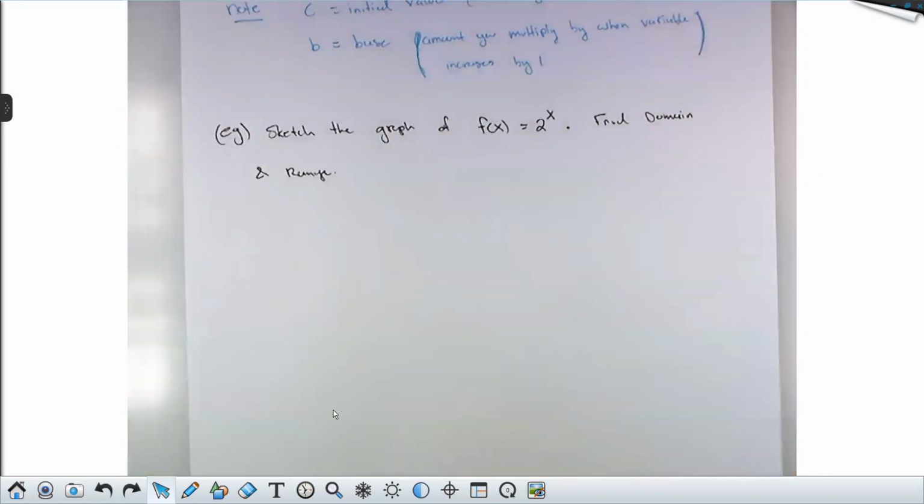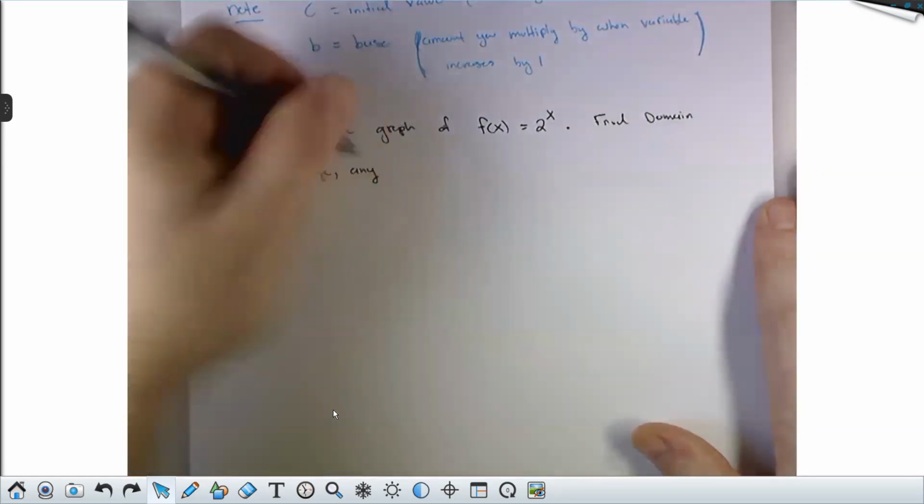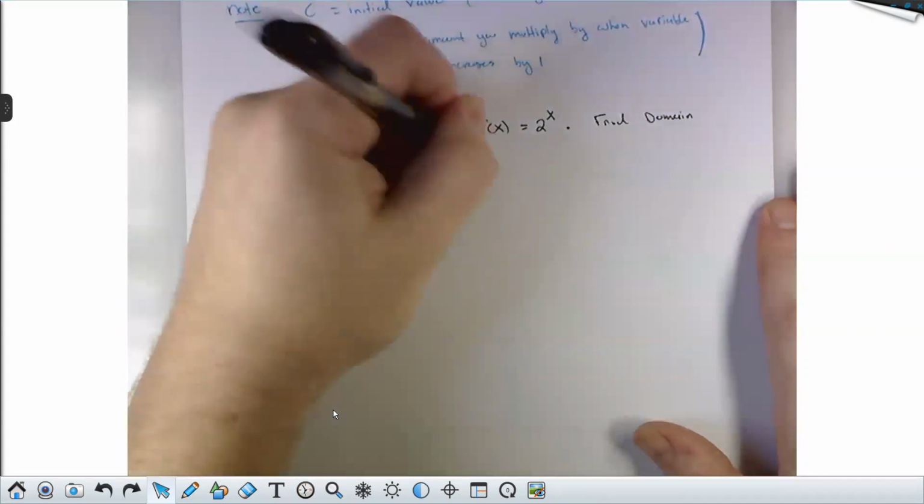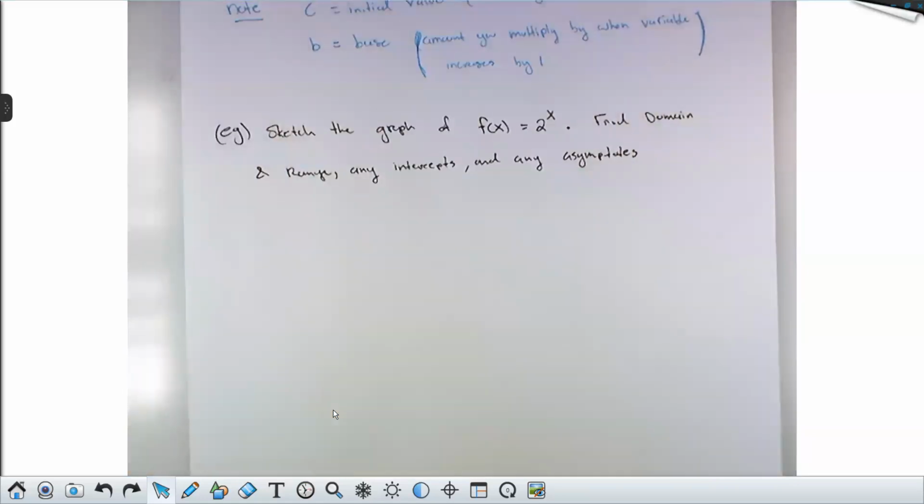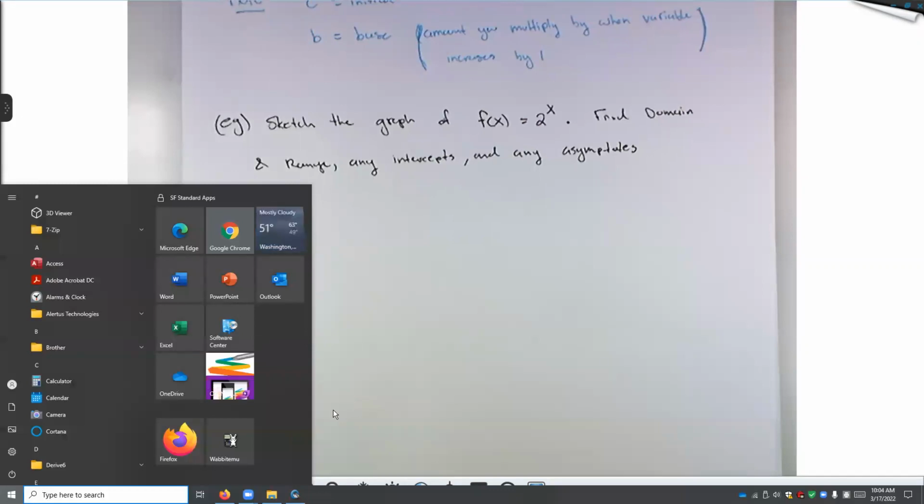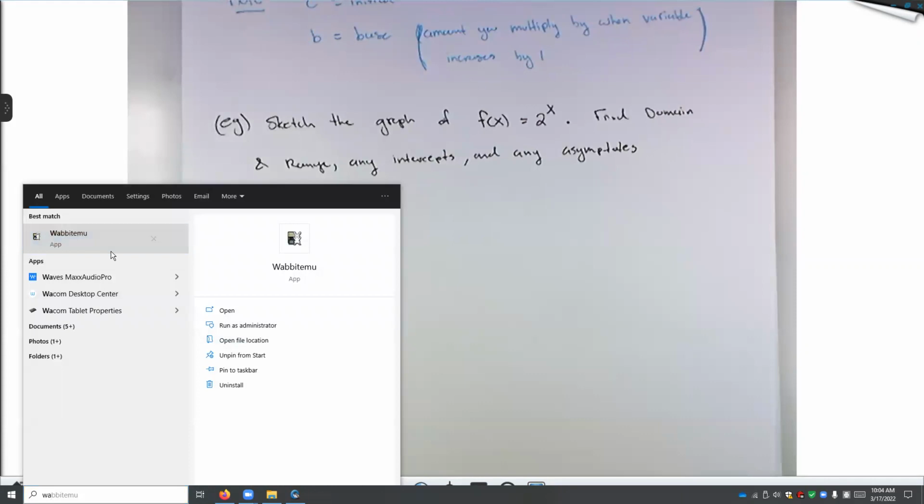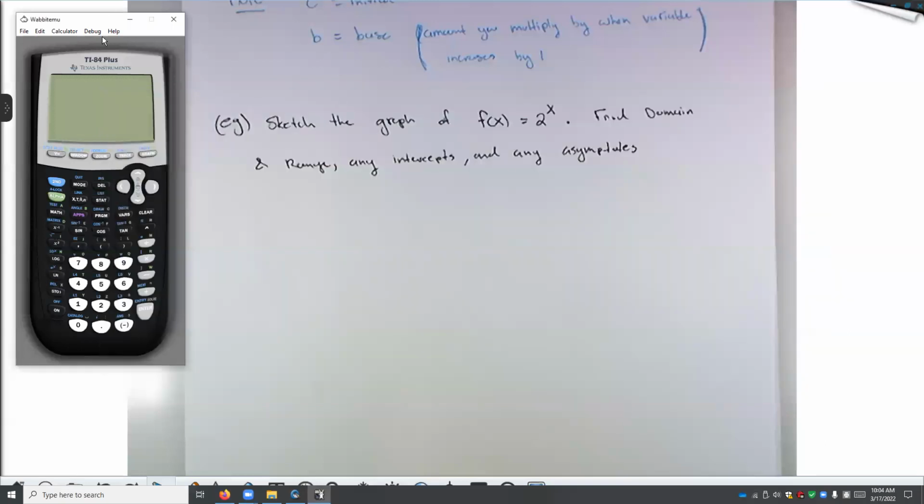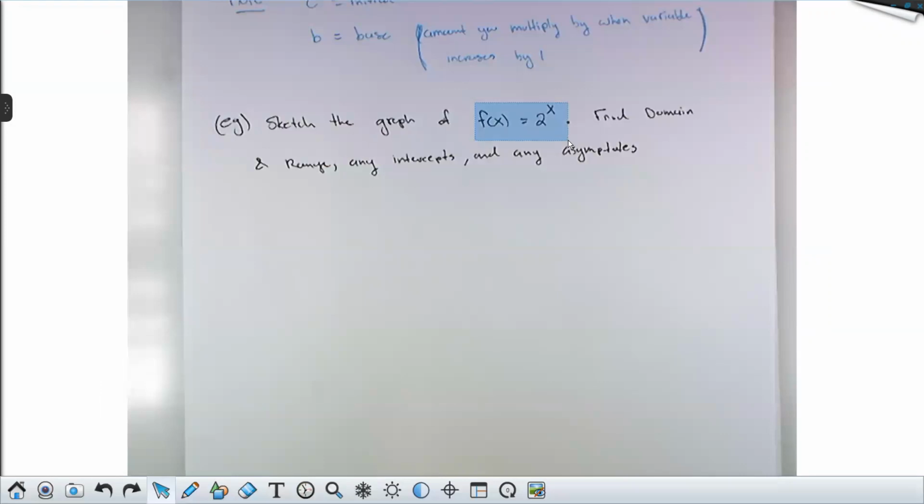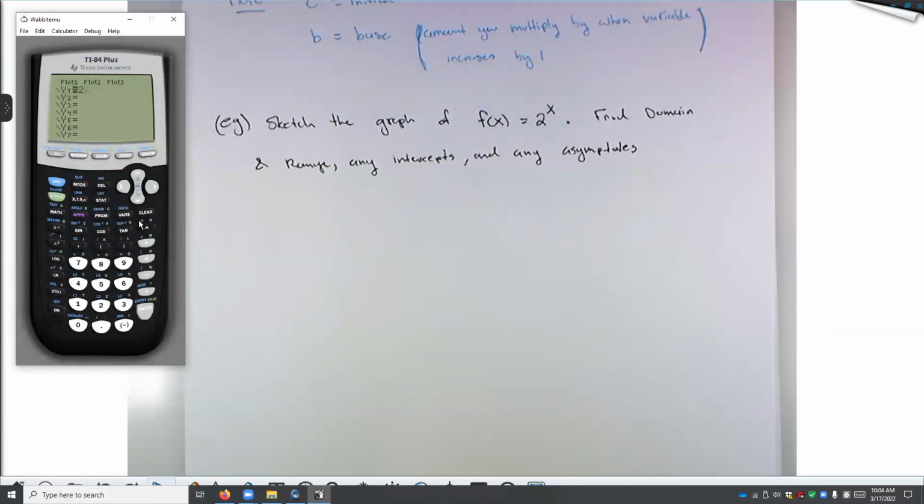So let's sketch the graph of f of x equals 2 to the x. Find the domain and range. Any intercepts? And any asymptotes? And we can use our graphing calculators to help us here. Go ahead and take a second while this emulator is loading up. Grab out your graphing calculator, get it powered up. There we go. I'm going to hit the y equals button here. And I want to graph the function f of x equals 2 to the x. So I'm just going to type for y1, 2 raised to the power of x. And then I'll hit graph.